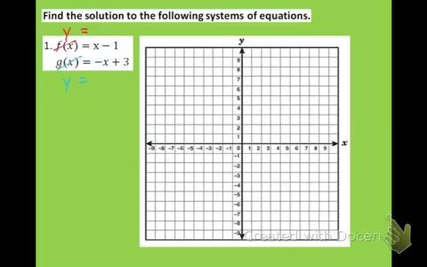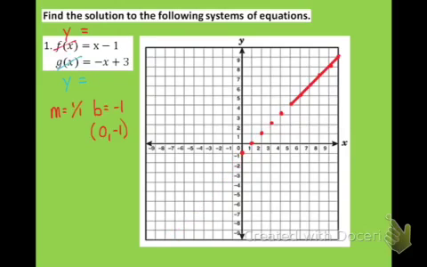The first one, our f of x function, our slope is going to be 1. If we write it as a fraction, that's 1 over 1. And our y-intercept is going to be negative 1, or the point 0, negative 1. So if we graph that, we're going to start at 0, negative 1, and we're going to go up 1, right 1, and we're going to graph a whole bunch of points here. And then we are going to use that to connect our line through.